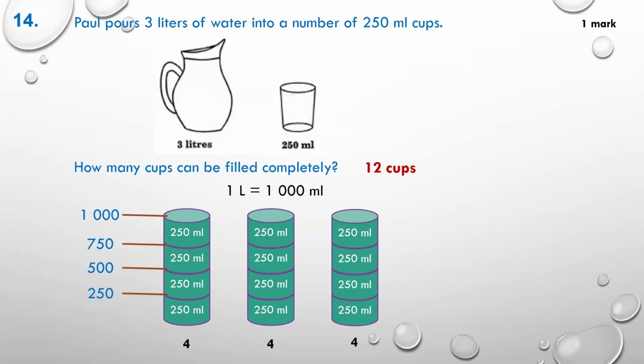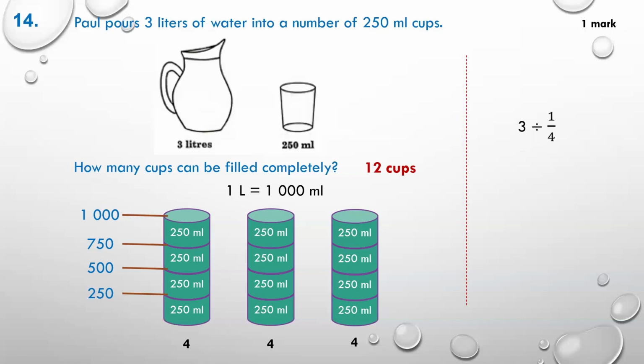So we have 3 liters, and how many of those? What is a cup? How many cups made a liter? 1, 2, 3, 4. So 1 cup was a quarter liter. So how many quarter liter cups can we get from 3 liters? So we could say 3 divided by a quarter.